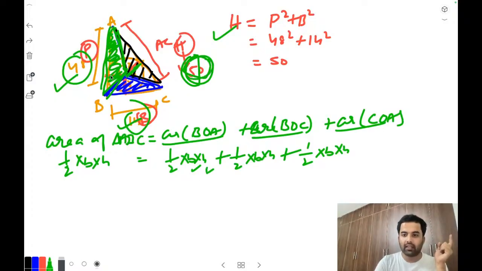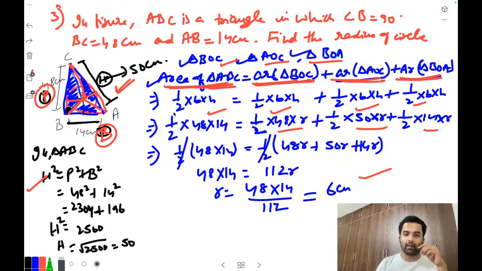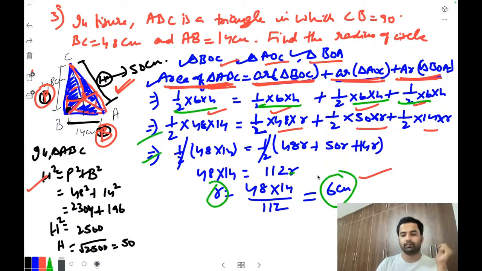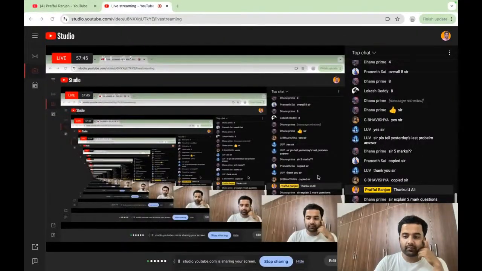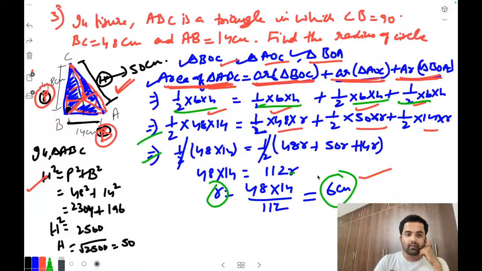That we did, and we just added it. Let me get back to that one. See, we kept all the values like this, and in the last we got the R answer. That we did here. Is it okay to understand this?